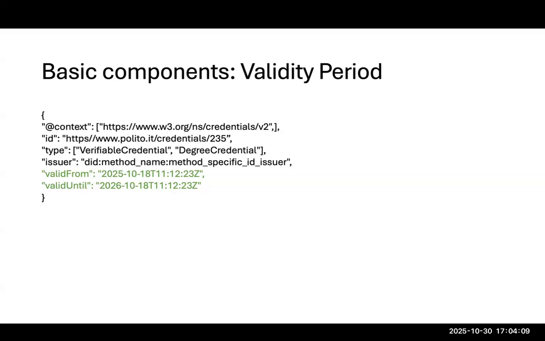Valid from, in the previous recommendation, was created or issued. In any case, it is the time at which the issuer signed the credential before giving it back to you. Valid until essentially defines the expiration. Take care, expiration is different from revocation. Okay?